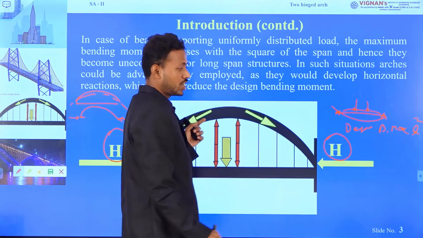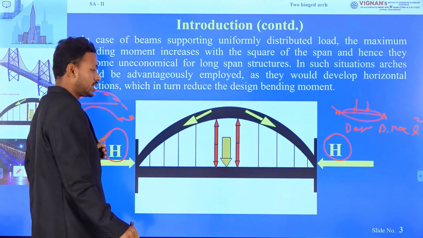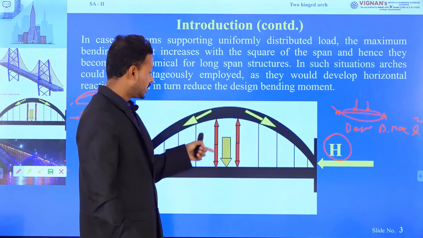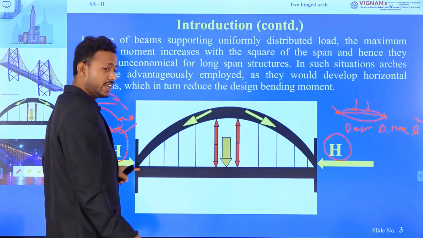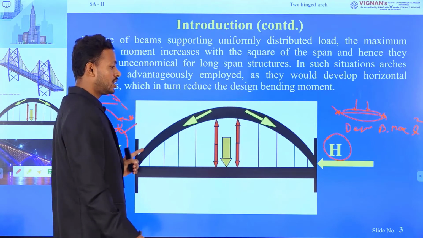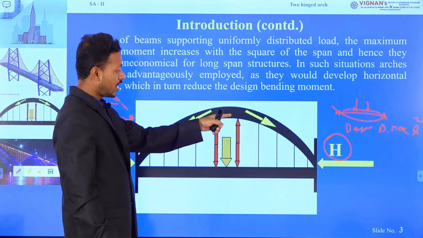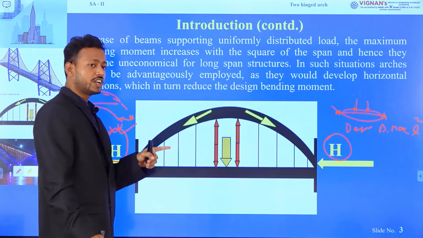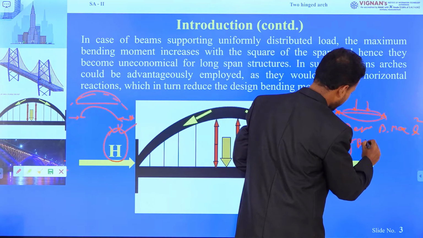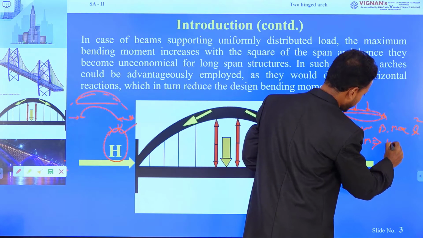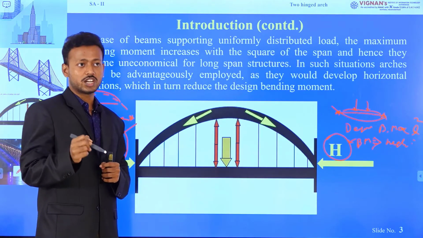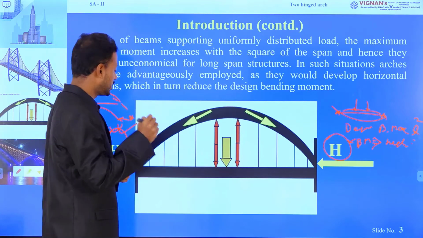But in case of arch structure, as it is supported by horizontal thrust, which is the most important in an arch structure, and the supports do not yield and do not move from their initial position, the deflection or the displacement of the crown of the arch or supports of the arch is very negligible. Therefore, the design bending moment of an arch structure is very small. This is the main advantage of an arch structure, and that is why it is constructed in different locations.